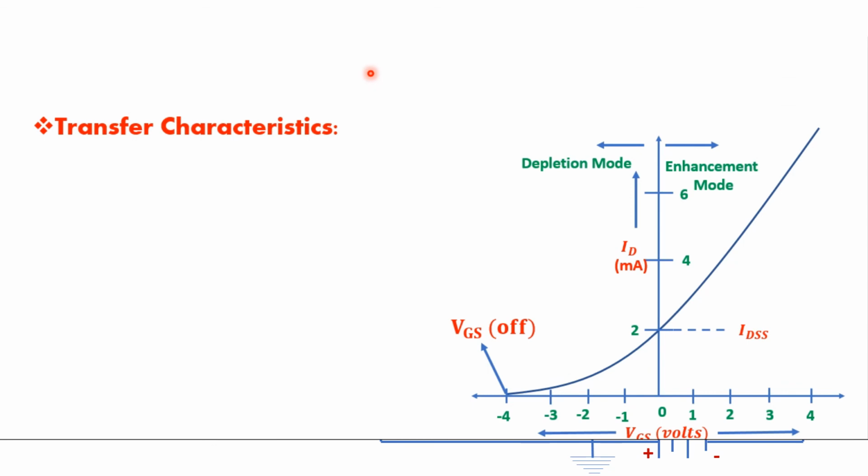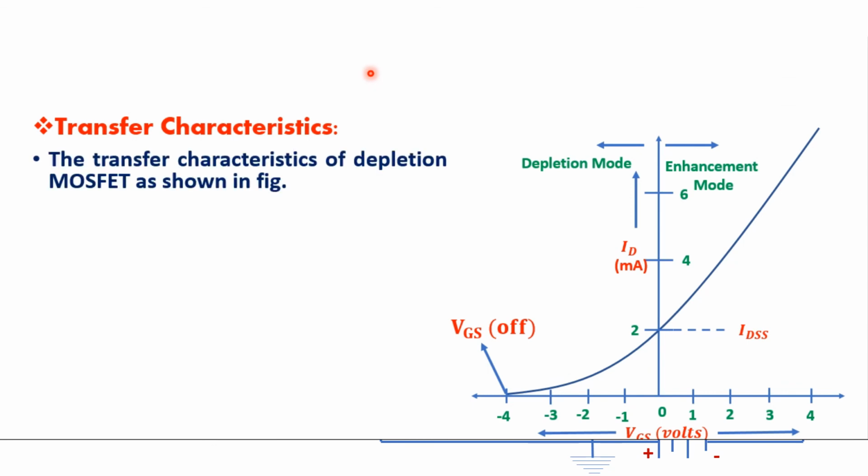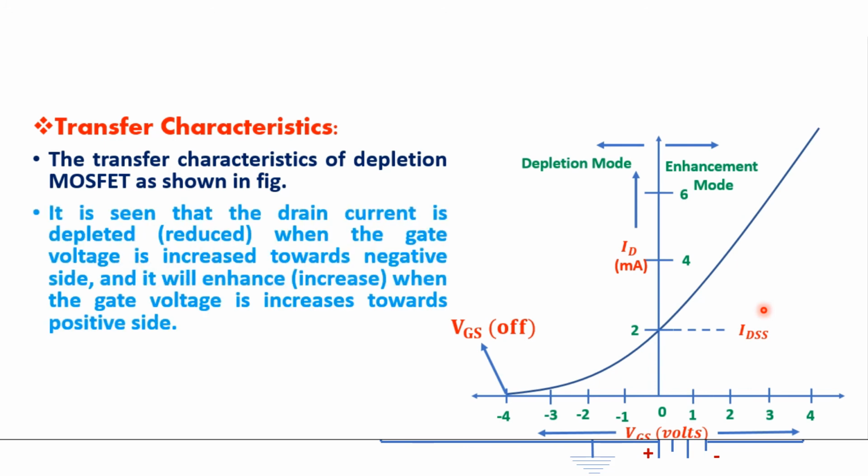Transfer characteristics. The transfer characteristics of depletion MOSFET are as shown in this particular figure. It is seen that the drain current is depleted, that is reduced, when the gate voltage is increased towards the negative side, and it will enhance, that is increase, when the gate voltage is increased towards the positive side. It again represents dual mode operation of the MOSFET.